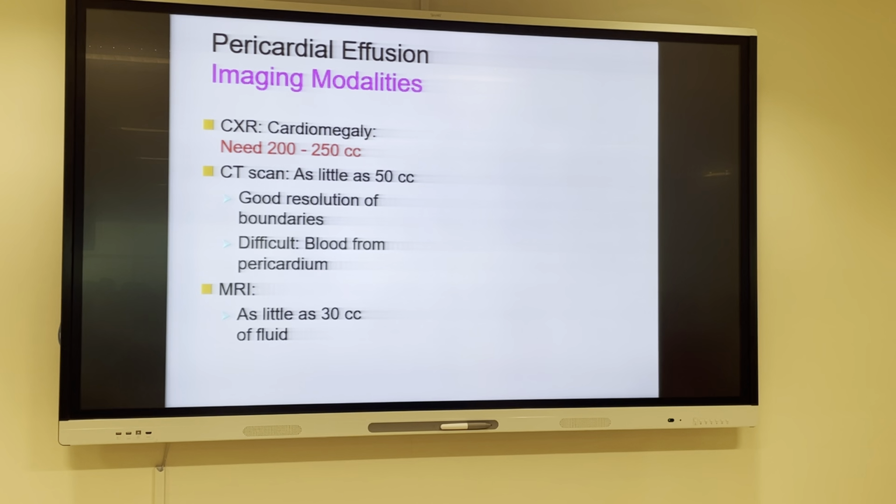So there are two reasons to have pulsus paradoxus. Pulsus paradoxus is what happens when there is increased interventricular interdependence. Everybody has ventricular interdependence, but when you have increased interventricular interdependence, because you have fluid shoving the ventricles together, then the difference between inspiration and expiration is exaggerated. And that's why I have pulsus paradoxus. Okay?